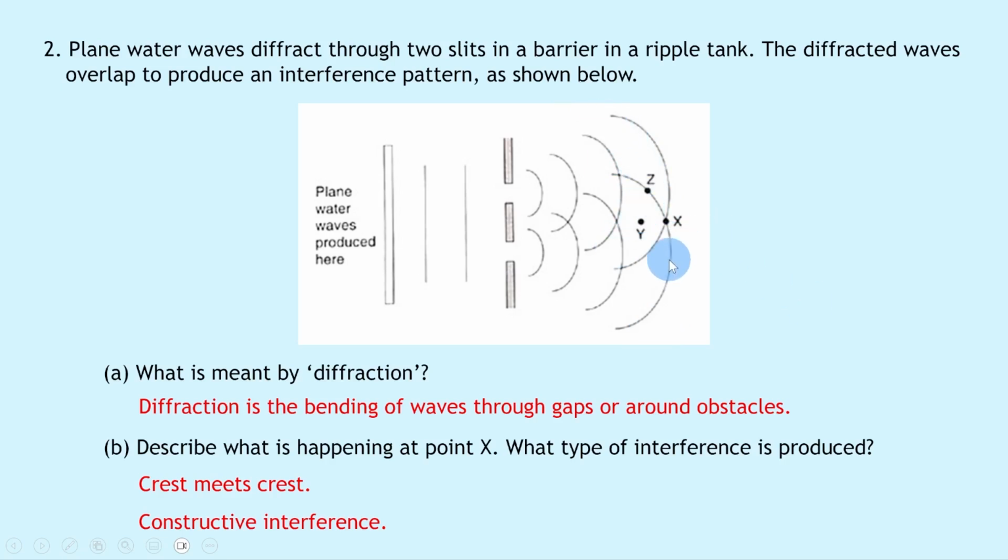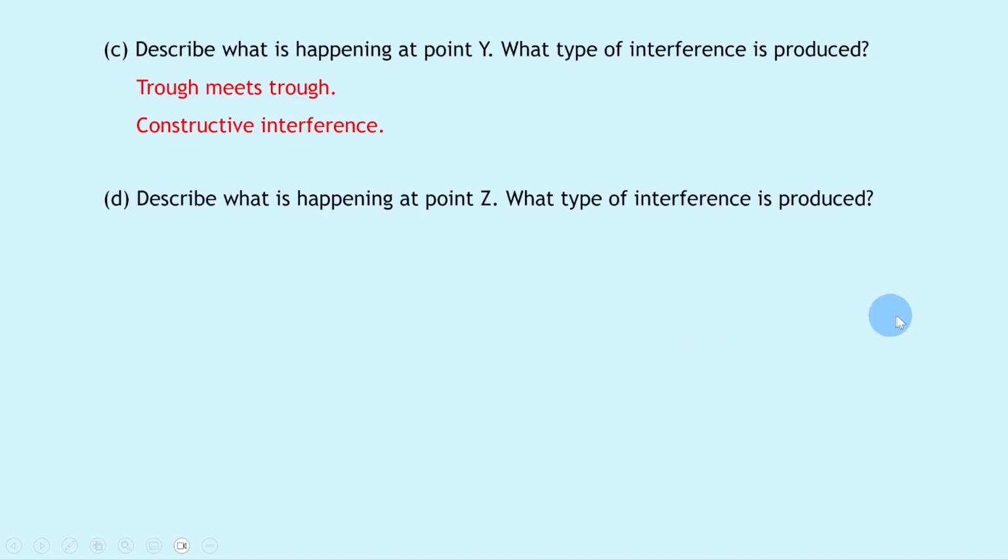So we've technically got crest meets trough here, which is going to be destructive interference. And if it helps, you could draw sort of dashed lines in here halfway between the crests for both waves to show where the troughs are. So we can say for point Z, crest meets trough, and therefore that's destructive interference.